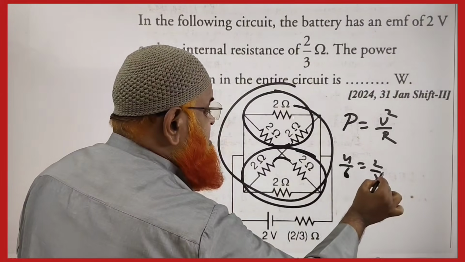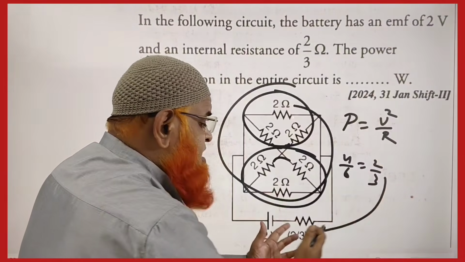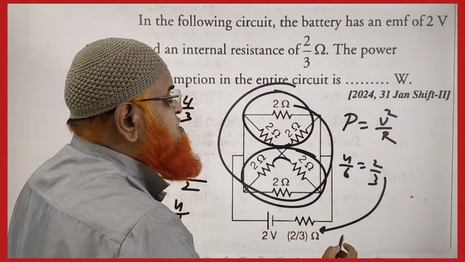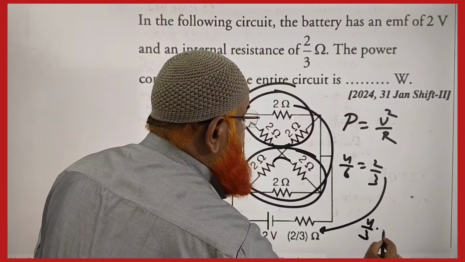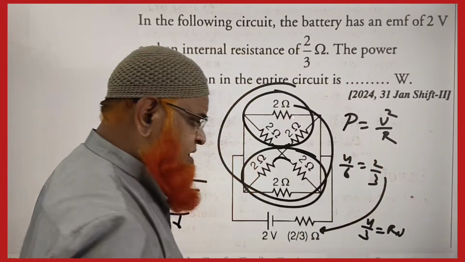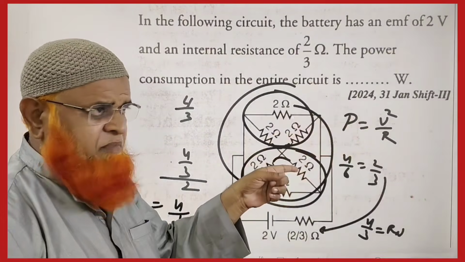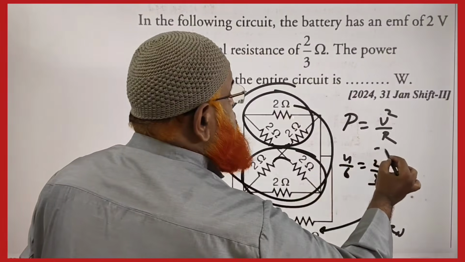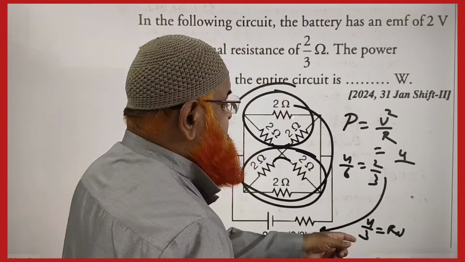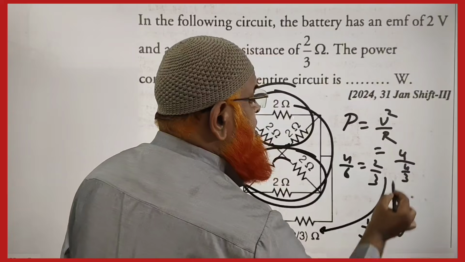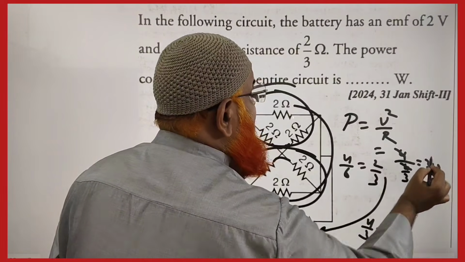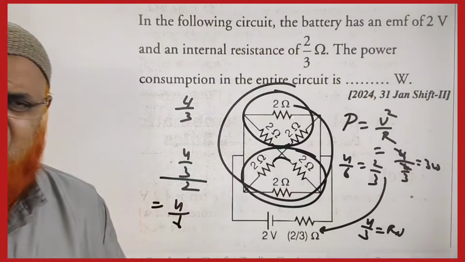Again, this 2 by 3 is in series with 2 by 3. 2 by 3 in series with 2 by 3 is nothing but 4 by 3, which is the net resistance. Your formula is V square by R, and you know V is 2. So 2 squared is 4, and resistance is again 4 by 3. 4 gets cancelled. 3 watts is your answer. That's it. So simple.